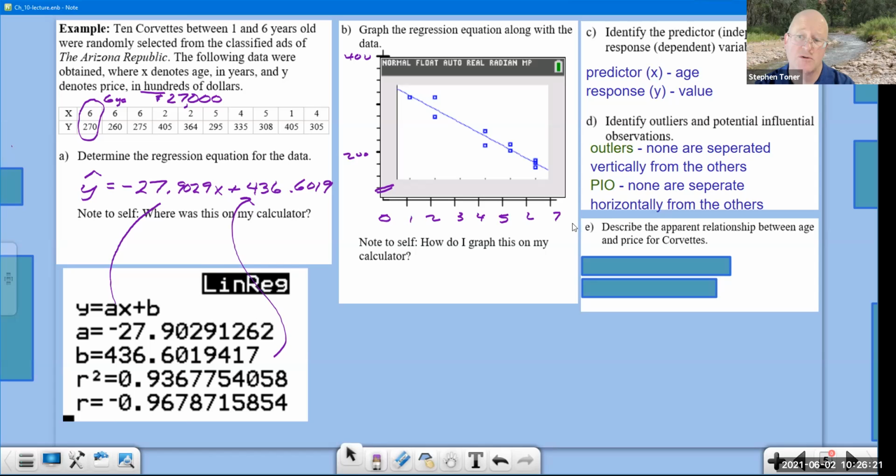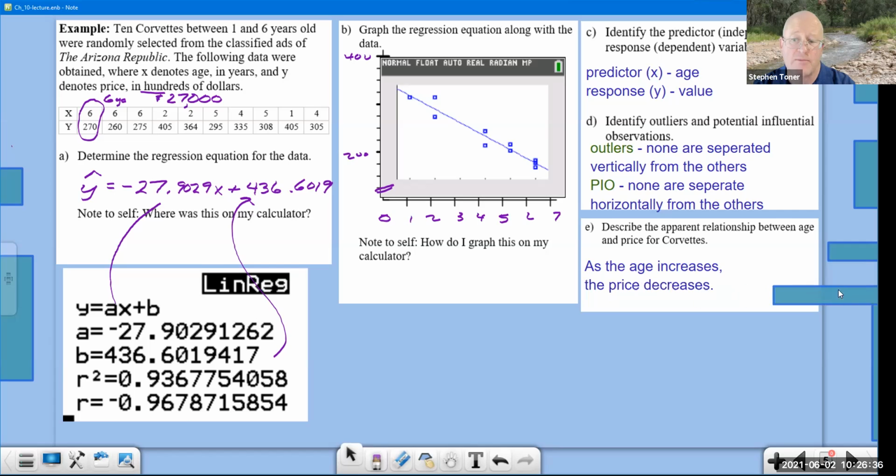Now, when it comes to describing the apparent relationship between the age and price, that is not going to describe the slope, but it's describing this downward trend. I'm going to say as the age increases, the price or the value decreases. We say that there's an indirect relationship when your graph is going downward and one is increasing while the other is decreasing. And we say that there is a direct relationship when your line is going upward and both are either increasing or decreasing together.